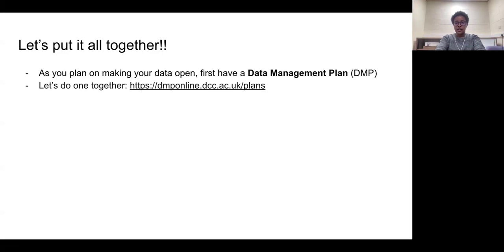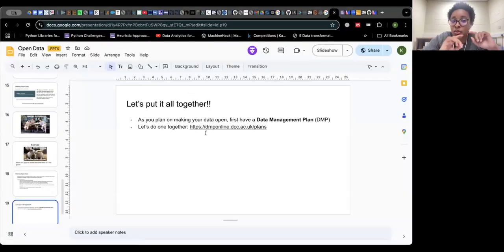One of the tools that is very good to use for making data management plans is DMP Online. All those things that we have discussed, when we want to make our data open, do we consider a funder? What type of documentation, metadata, all that, we put it into a data management plan. So I'm going to walk you through this. And after all this, if you want to try it out yourself, you can also try it out.